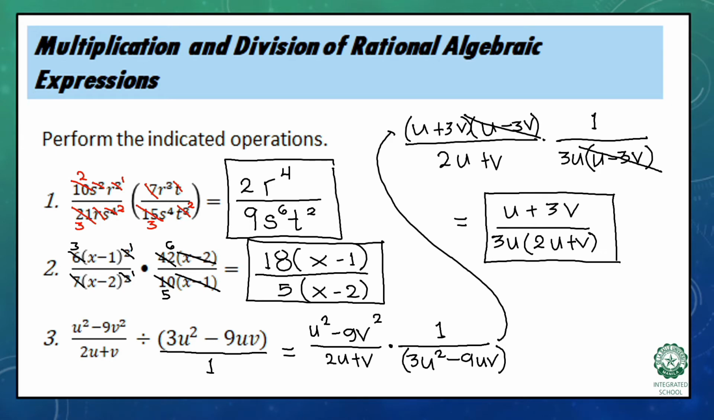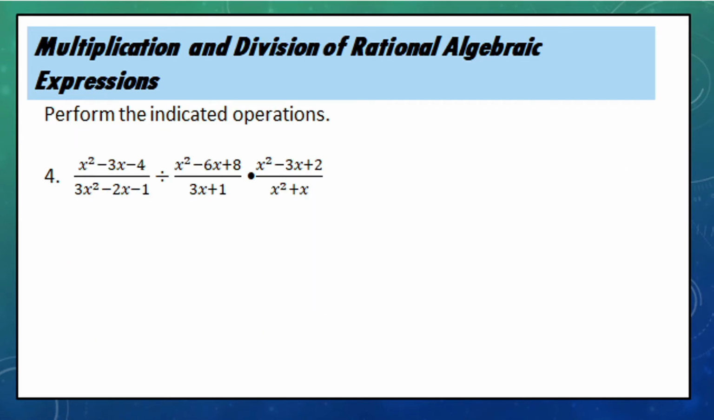Let's have our number 4. Our number 4 involves two operations, one division and one multiplication. Once again, if we have a division in the rational algebraic expression, remember that we have to find the reciprocal of the divisor. So let's write first our given. And then, once you find the reciprocal, it will be multiplication now.